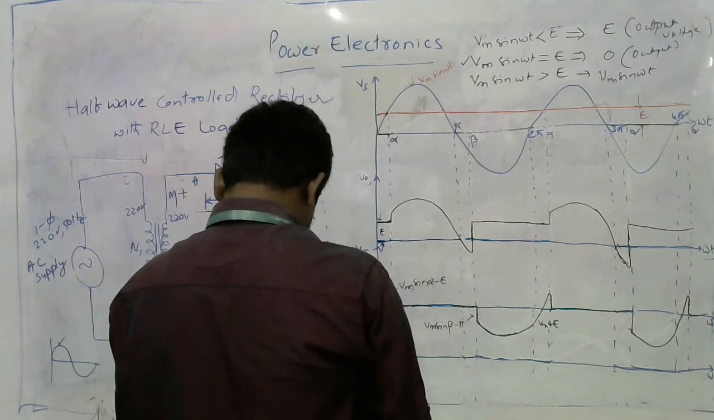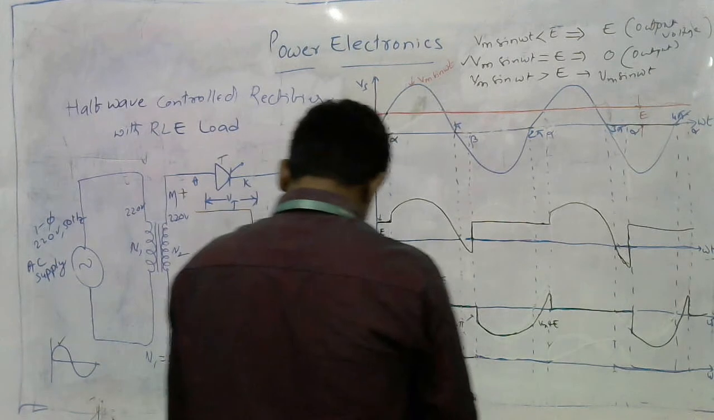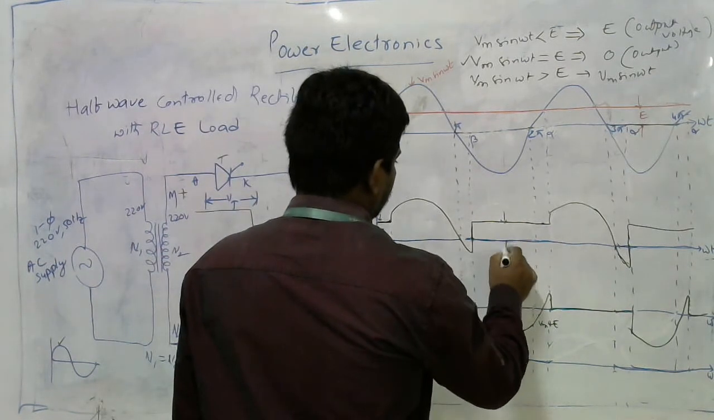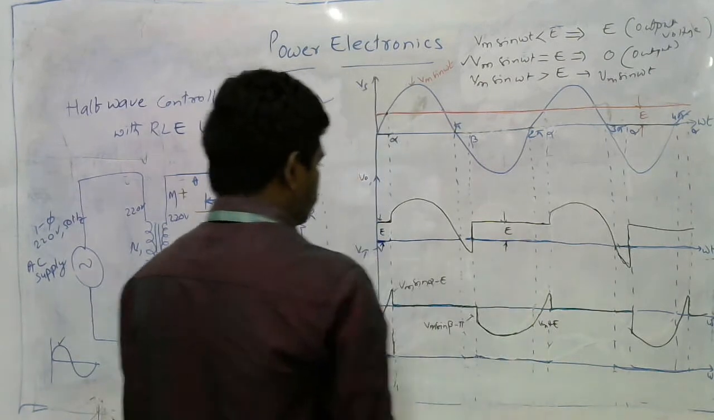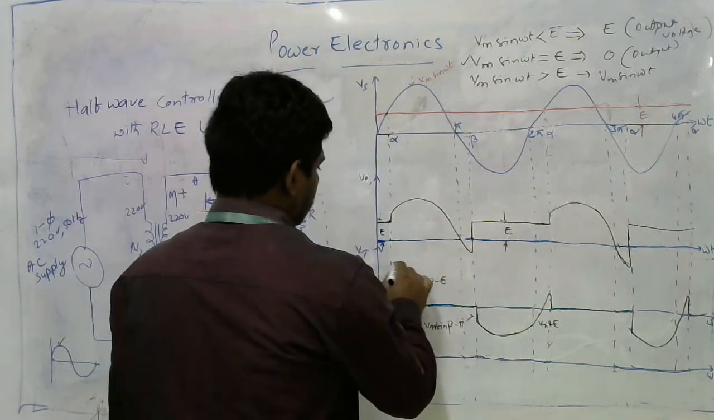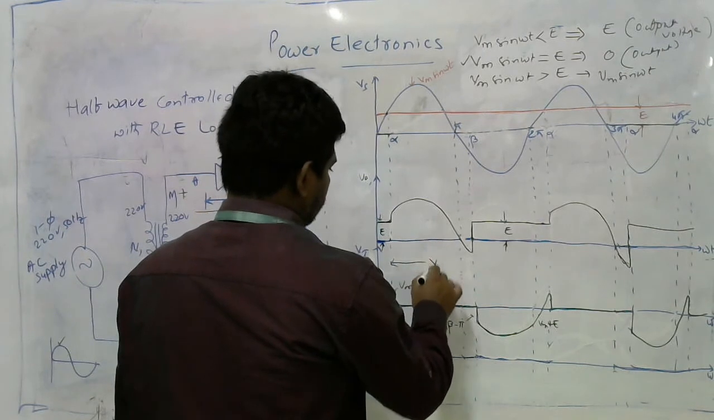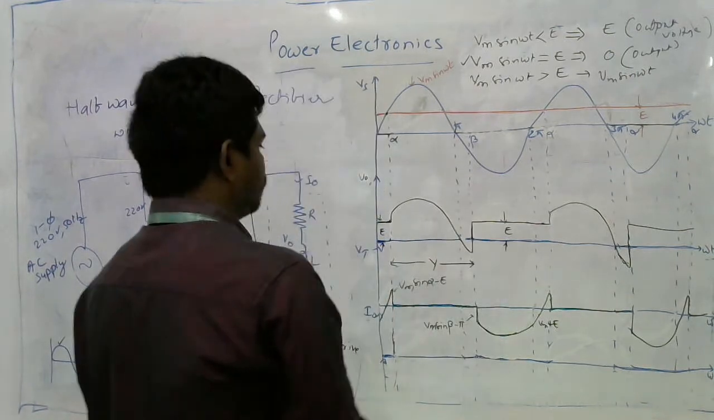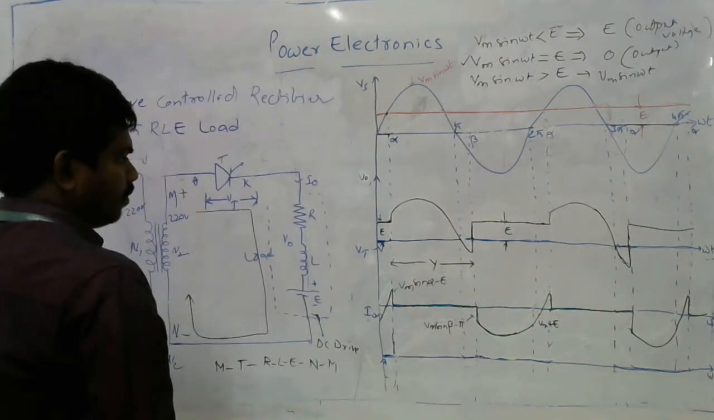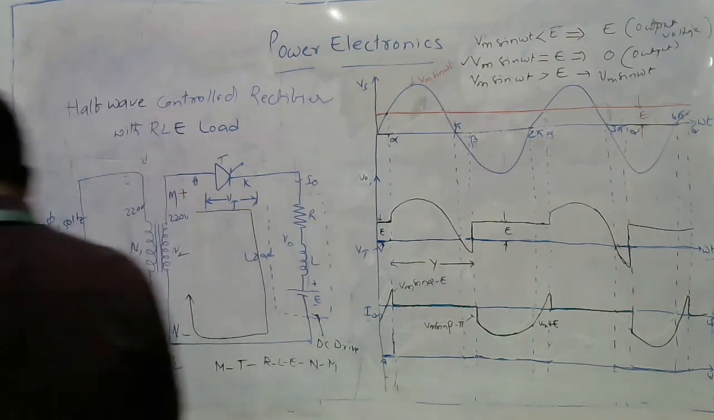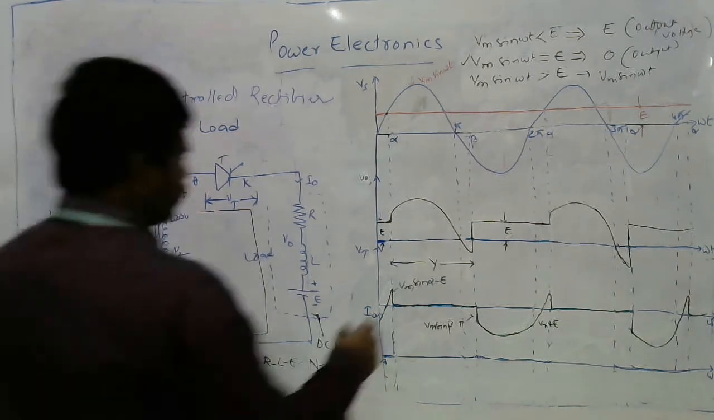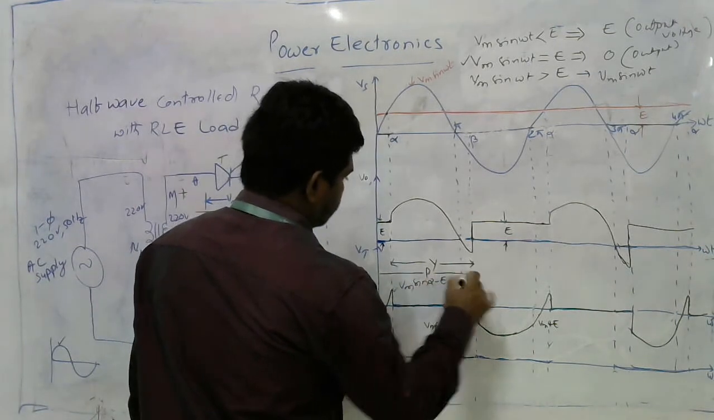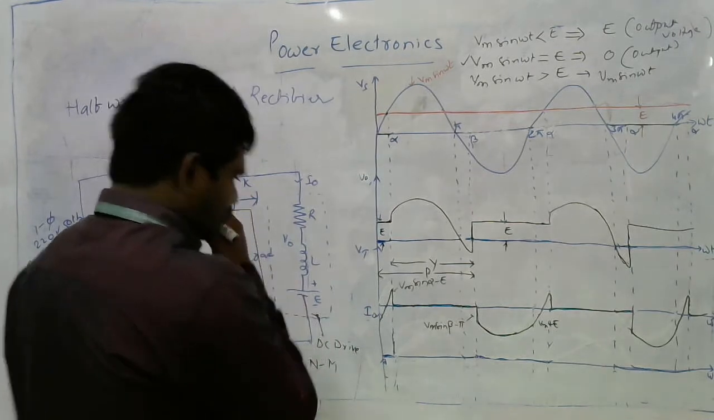Then we can see this is nothing but E, I said earlier. Then conduction takes place up to this value, the conduction angle, right? So like this we can give this. And what about beta? Beta is this one, this much is the beta. Please remember all these things.